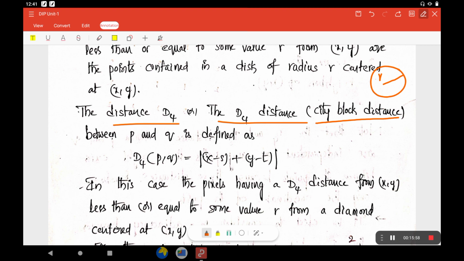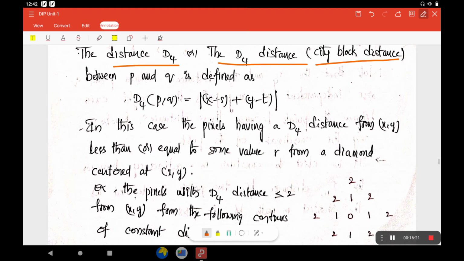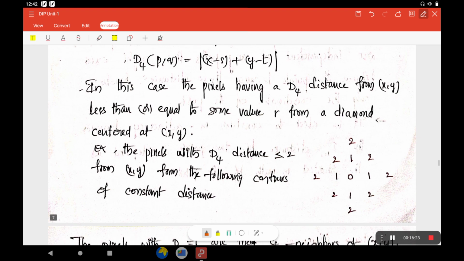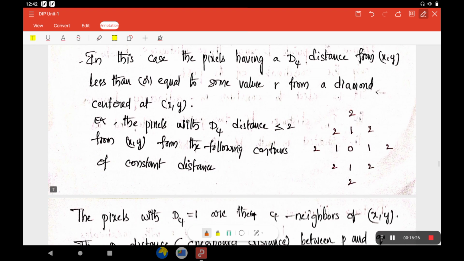It can be represented as D4 of P comma Q equal to modulus of x minus s plus modulus of y minus t. That means we calculate the difference between the first pixel and the second pixel coordinates, take the modulus, and add them. In this case also, the pixels less than or equal to some value r from the center form a diamond shape, so the distance decreases toward the central pixel.